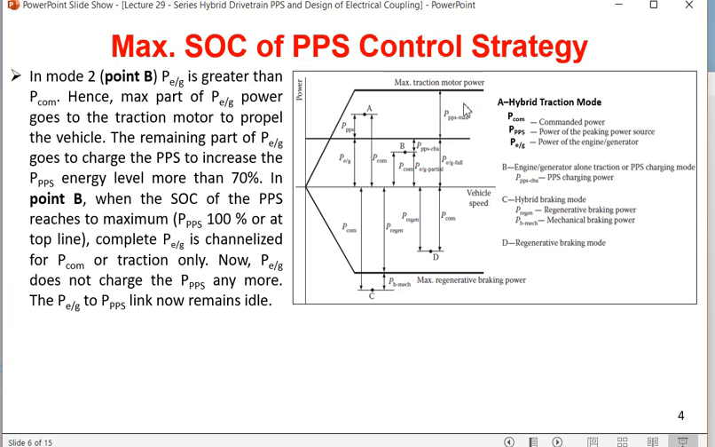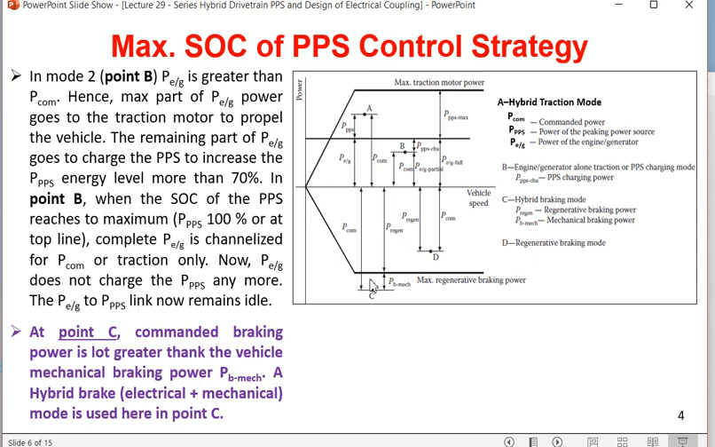At point C, the third case, we have already explained: the commanded braking power is a lot greater than the maximum regenerative braking power.